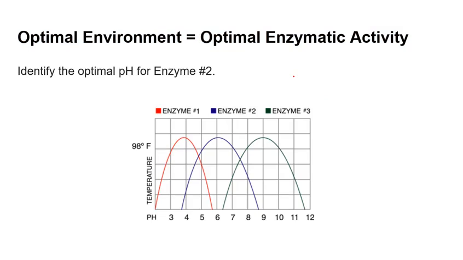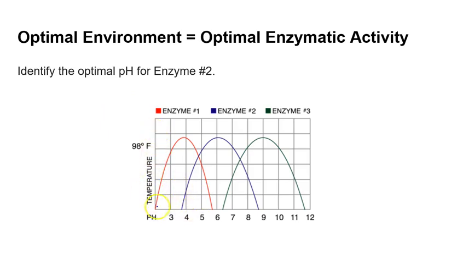Another practice for optimal environment and optimal enzymatic activity. Identify the optimal pH for enzyme 2. In this graph, you can see three different enzymes. For enzyme 2, it is actually asking which one is the optimal enzymatic temperature. Okay, so then look at this.